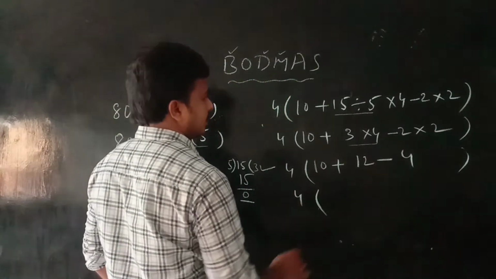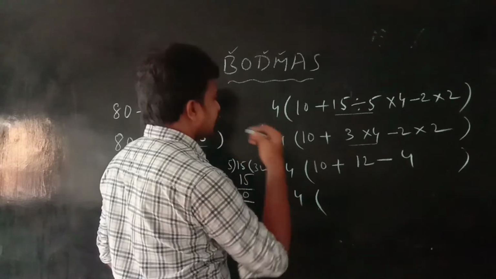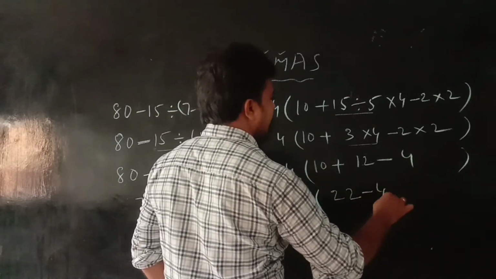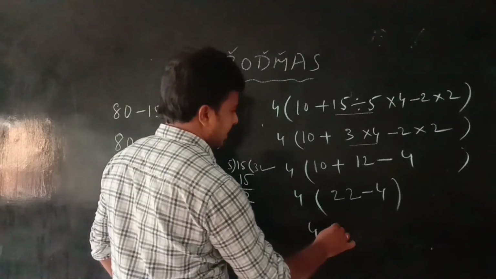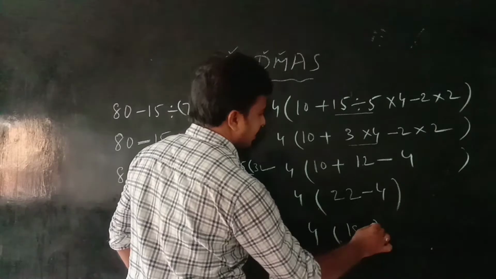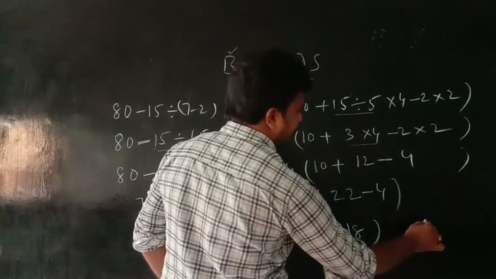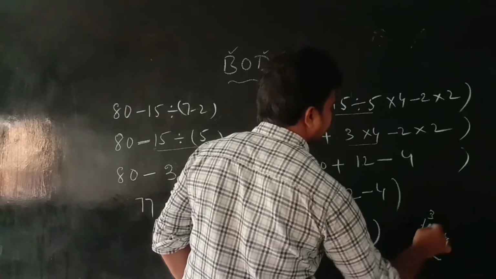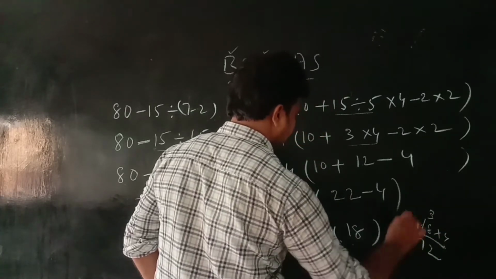4 into addition. 10 plus 12, 22 minus 4. 4 into 22 minus 4, 18. So 4 18s are 18 into 4. 4 8s are 32, 4 1s are 4 plus 3, 7, 72.